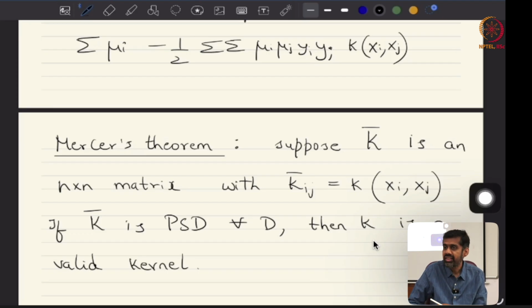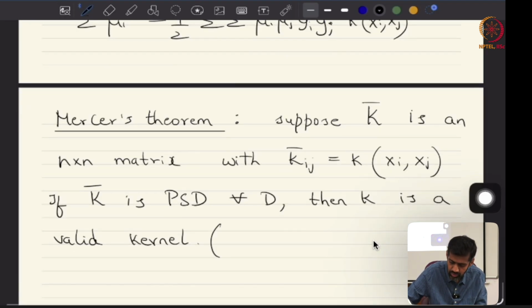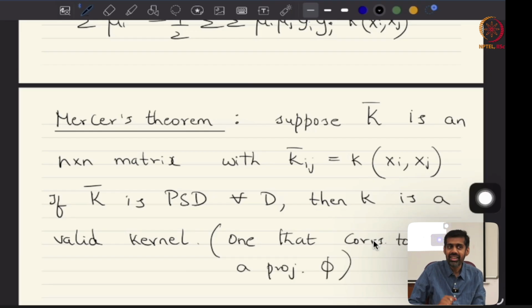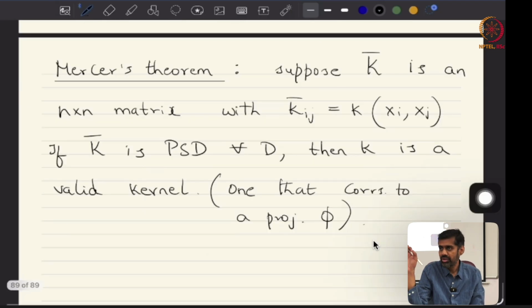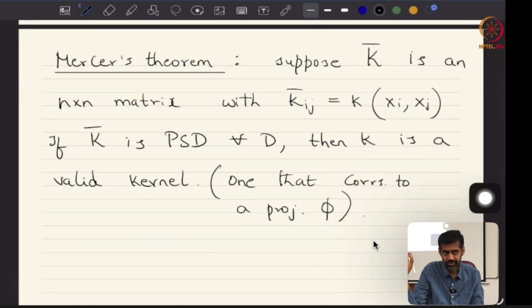So, what do you mean by a valid kernel? A valid kernel is one that corresponds to a projection phi. So, what this theorem is saying is as follows: suppose you construct a kernel function, and you take a data set and compute the kernel for all pairs, you get a matrix. If that matrix is positive semi definite, then that kernel function has to correspond to a projection.